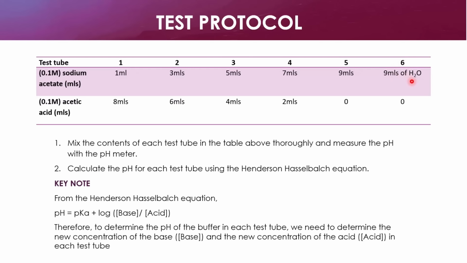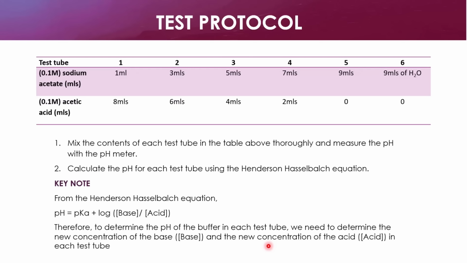So let's just use test tube 1 as our example. From the first test tube, for the sodium acetate, we can see that 1 ml of the 0.1 molar sodium acetate was added to 8 ml of 0.1 molar acetic acid from the table to give a final volume of 9 ml. Therefore, we know that our C1 is 0.1 molar, our V1 is 1 ml, and V2 is 9 ml. So we now determine the value for the new concentration as C2 in the test tube.